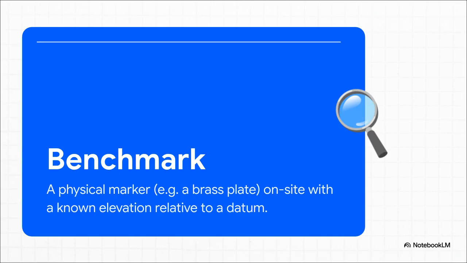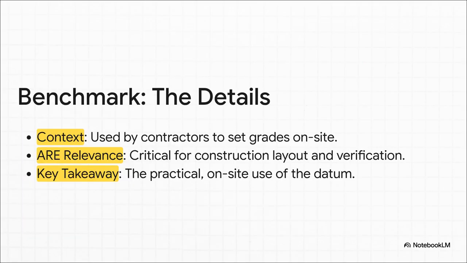So, if the datum is this giant theoretical idea like sea level, how in the world does a contractor on site actually use it? Well, they use a benchmark. This is a real physical object. You've probably seen them, that little brass disc set in the sidewalk or a chiseled mark on a foundation, and it has a very specific, known elevation. So the benchmark is the practical, on-the-ground application of that theoretical datum. When a contractor is setting the height for a foundation wall, they're not thinking about the ocean. They're referencing that physical benchmark right there on the site. And that benchmark, in turn, is tied back to the datum. Understanding that connection is absolutely key for any exam questions about construction.